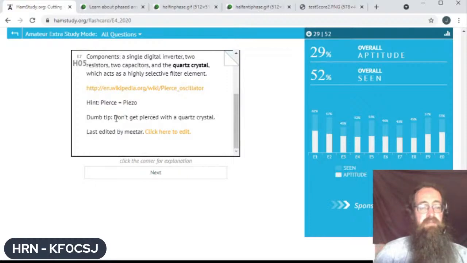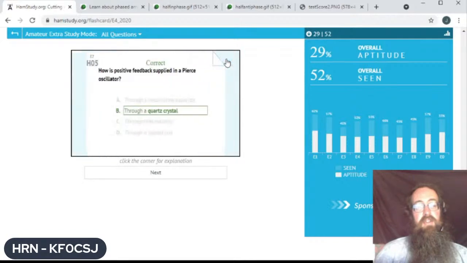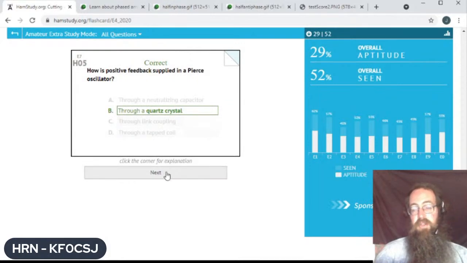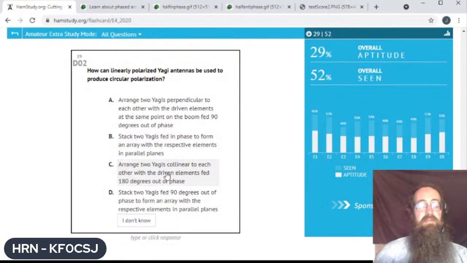And yeah, the dumb tip, it's dumb, but it was what I remembered. The only answer was something that could pierce you, where all the other ones are capacitor, coupling, coil. A crystal can be sharp and could pierce you. So it's stupid, but even if some of these things don't really make sense, it's silly and it can help you remember.